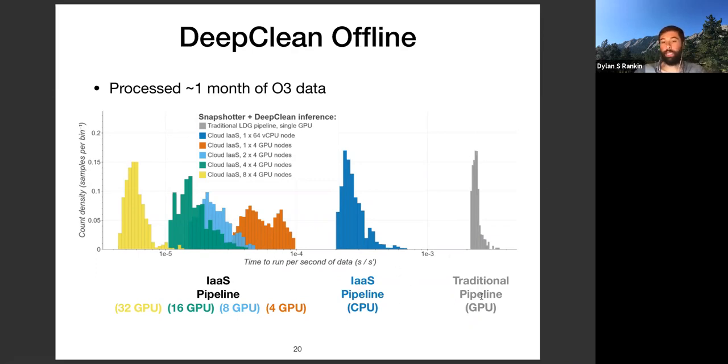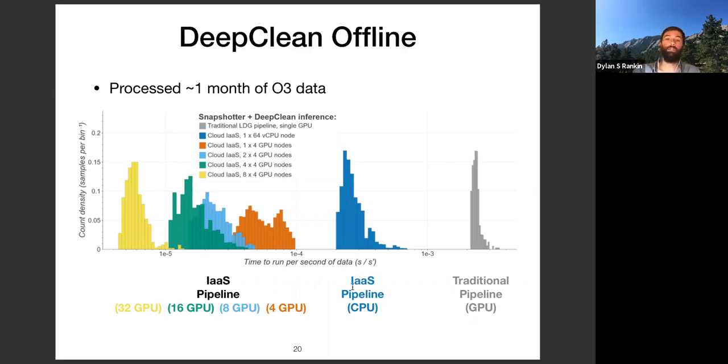If you take that same workflow and switch to inference as a service, you don't use a GPU. You just have a CPU node that does the inference for you with Triton, which is actually fairly straightforward because of all the nice containers that it has. You get, essentially immediately, a factor of an order of magnitude reduction in the time to run per second of data.